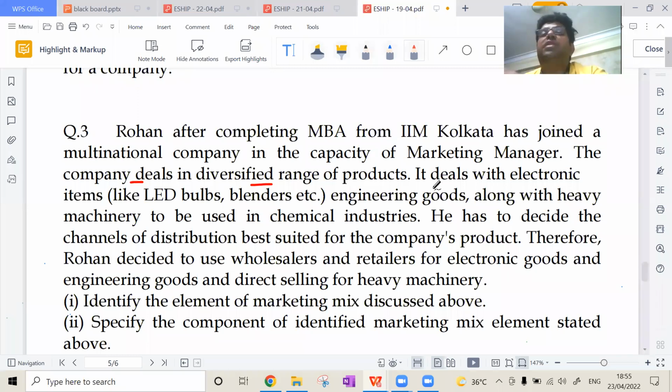See, these case study questions will definitely come. It deals with goods and along with heavy machinery. Now he has to decide the channel. Rohan decided to use wholesalers and retailers for electronic goods, and for engineering goods going for direct selling. So identify first the element of marketing mix. Which element of marketing mix?